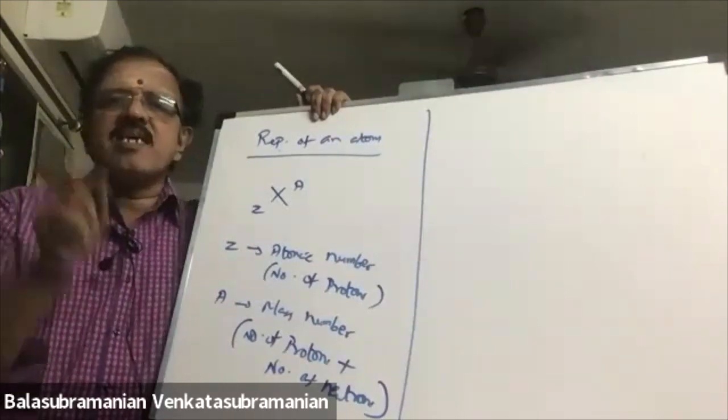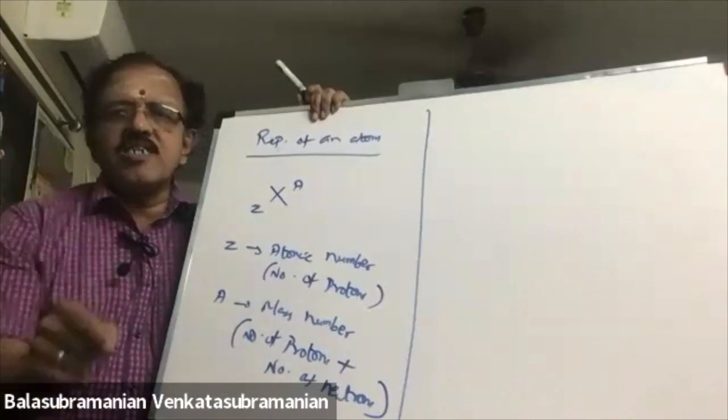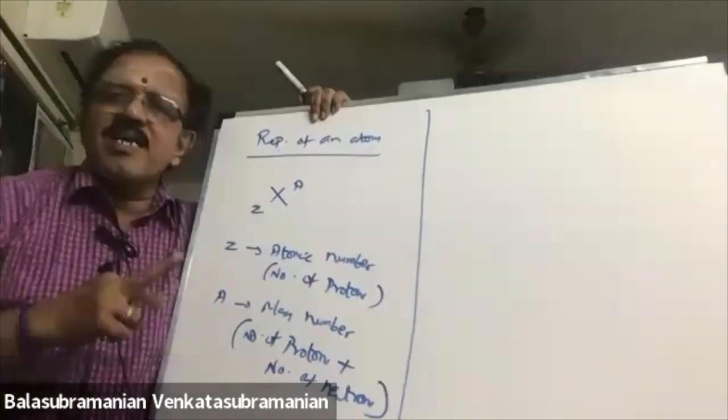So atom is electrically neutral, that is separate. So you should not say that Z is called number of protons or electrons.